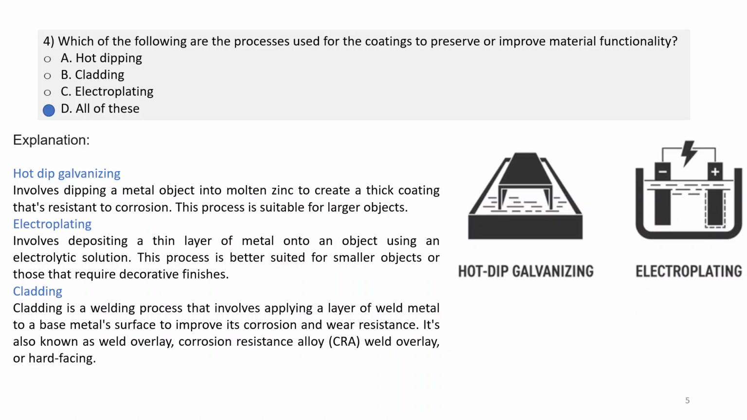Next is cladding. So cladding is a welding process which involves supplying a layer of weld metal to a base metal surface to improve its corrosion and wear resistance. It's also known as weld overlay, corrosion resistance alloy weld overlay or hard facing. Here you have schematics of hot dip galvanizing and electroplating.